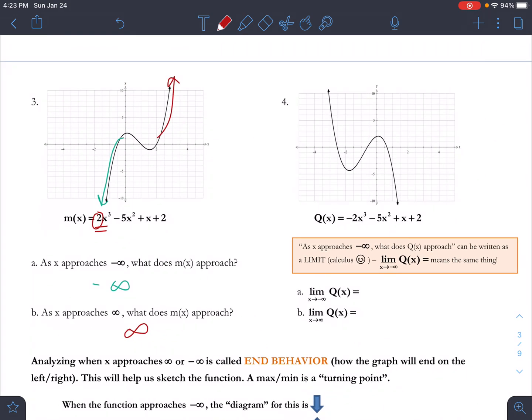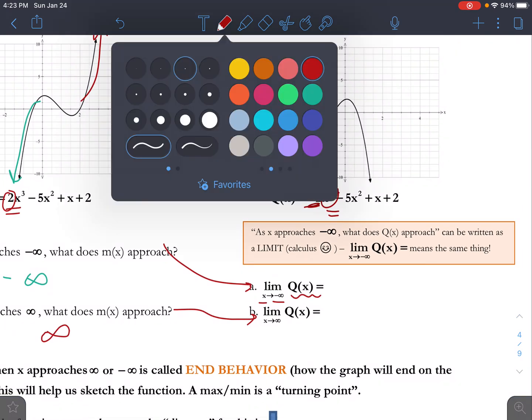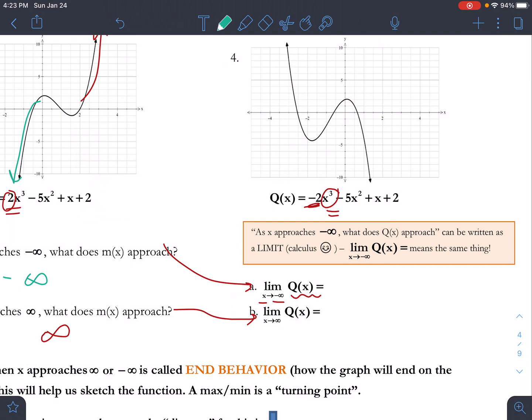And last but not least, we have a negative x cubed graph. I just wanted to show you a different way of writing this. We're going to use it in calculus, and they're called limits. I just thought it'd be kind of fun to get a quick preview here. This says the exact same thing as this, so it's just a quicker way of writing as x approaches negative infinity, what is the limit, or what is q of x approaching? So don't be intimidated. You don't need to know that necessarily. It's more just a quicker way of writing it.